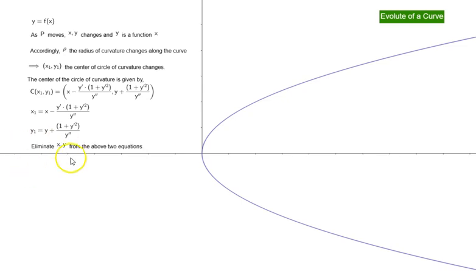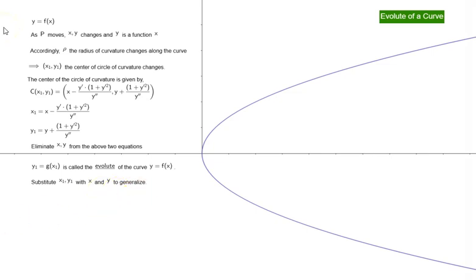What we have to do is eliminate x and y from these two expressions for x1 and y1, so that we end up with y1 is equal to g of x1. And this is called the evolute of the curve y is equal to f of x. Finally, we substitute x1, y1 with x and y to generalize.